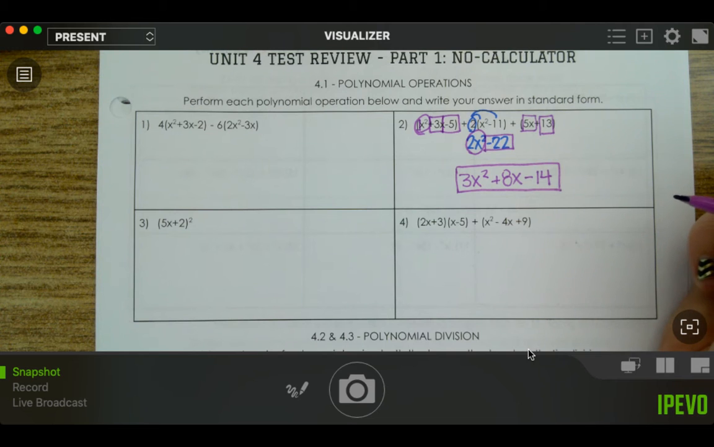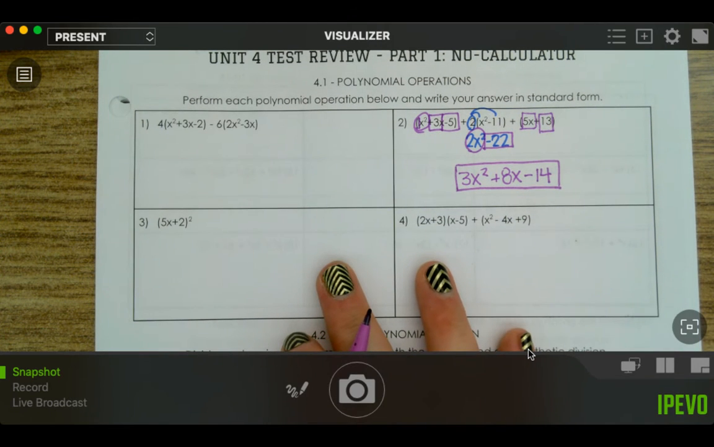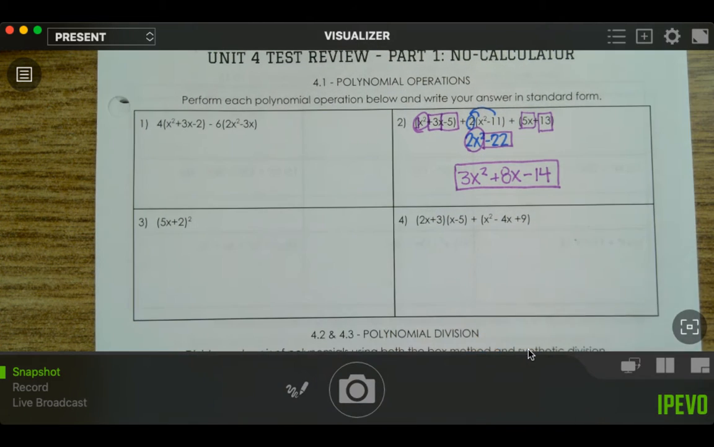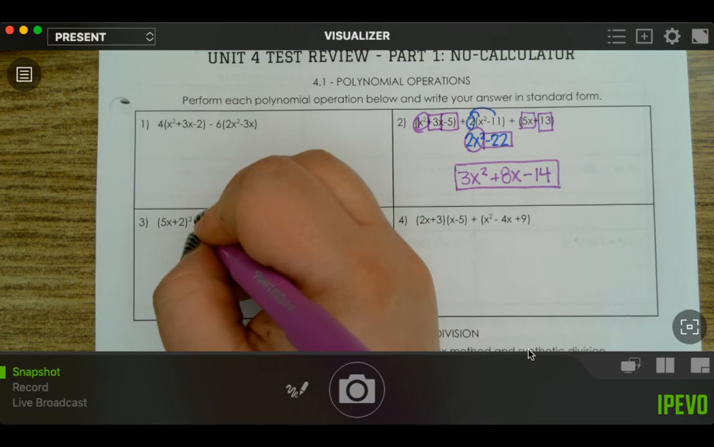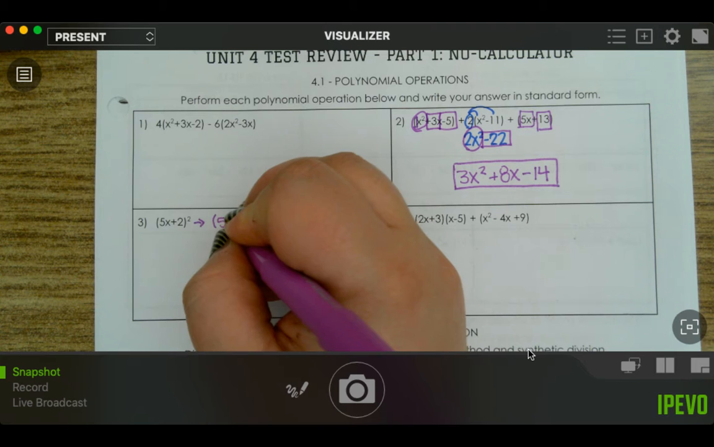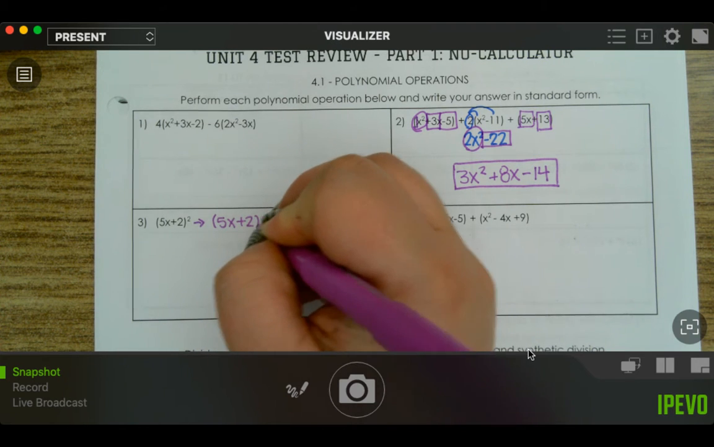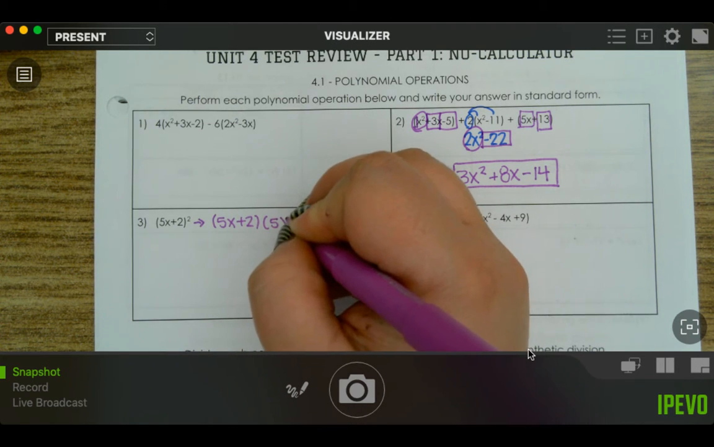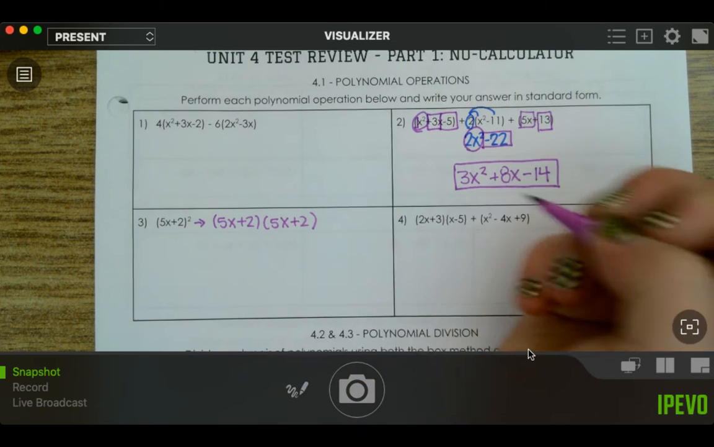And there you have it. Down here, we've got some that need to be multiplied. My hint to you on number 3 is that when you square something, you're multiplying it by itself. So you need to write this as 5x plus 2 times itself, 5x plus 2.